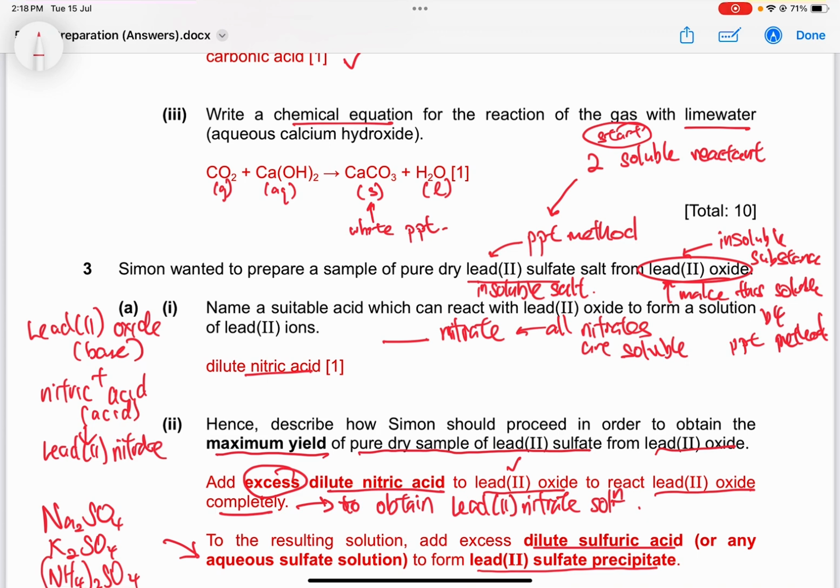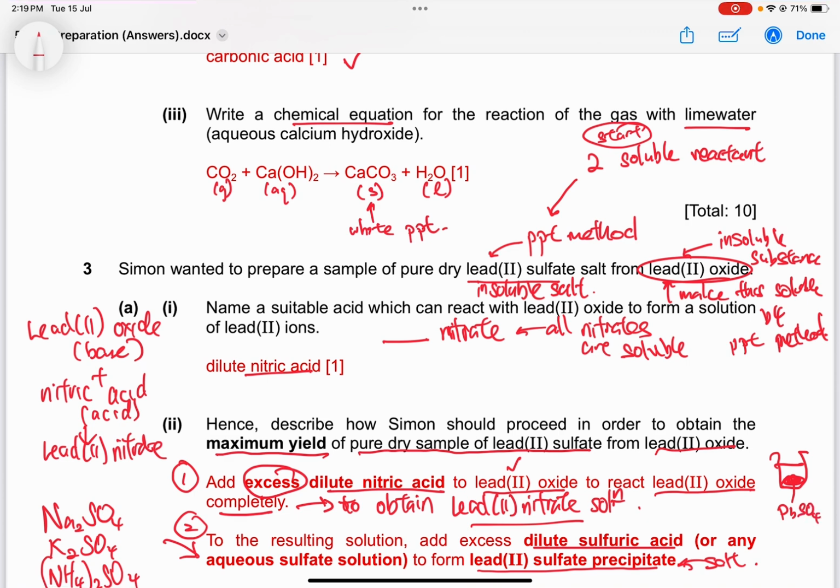So you realize the first thing is to get your lead(II) nitrate. That's the first step, by adding excess acid. Next is just to mix them together so that you can get your salt. So this is step 2. Once you get your salt out, you realize your salt is still in the beaker. That solution is solid. This is my lead(II) sulfate.